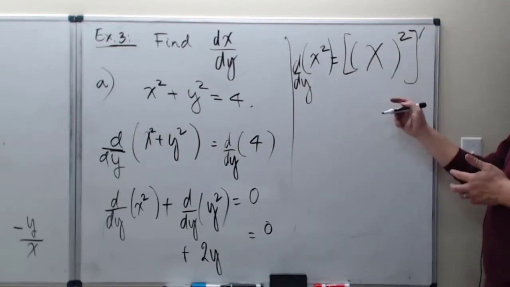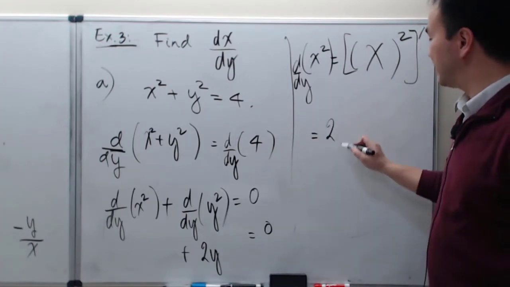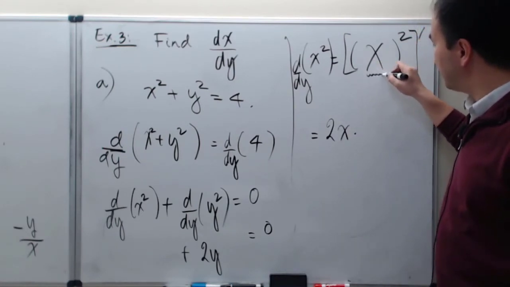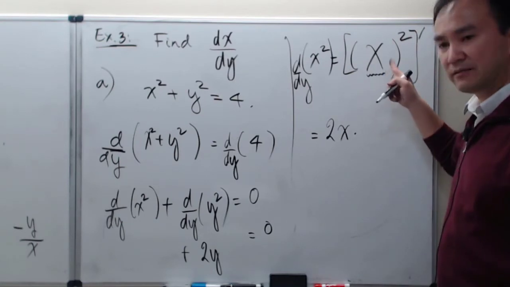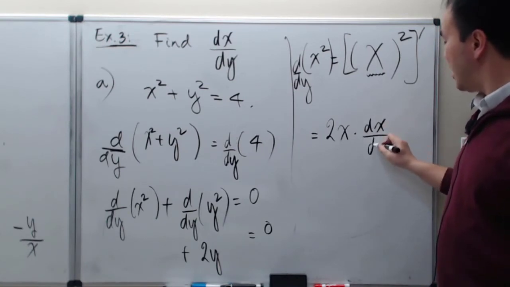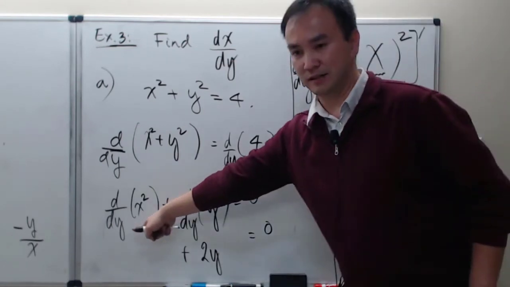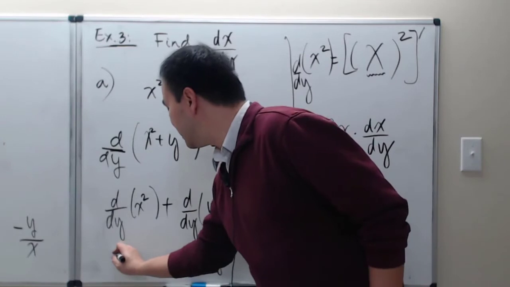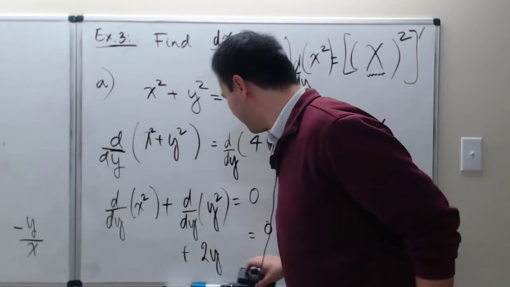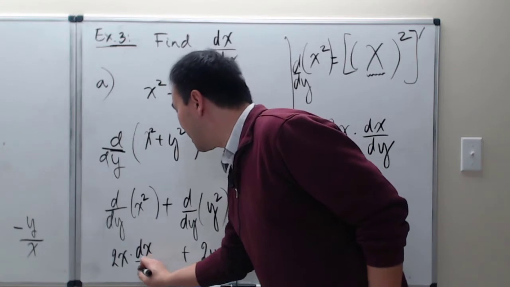But now taking the derivative here, the chain rule says take the derivative of the outer function. So that gives us 2x. But now the chain rule further says we need to multiply with the derivative of the inside function. So now I'm looking at the dx/dy. All that here now is a perfect substitution for this term. So now I'm looking at 2x times dx/dy.